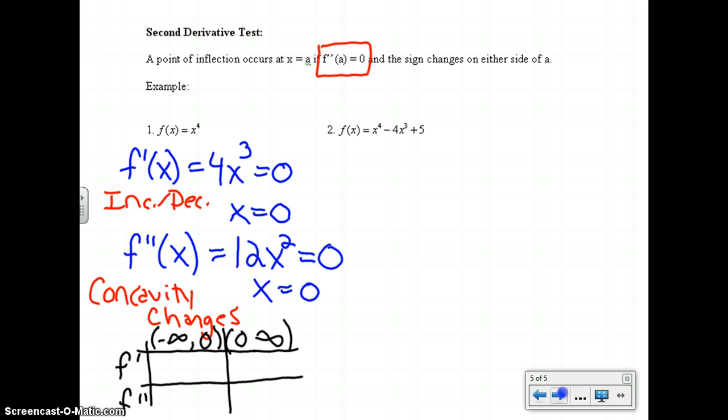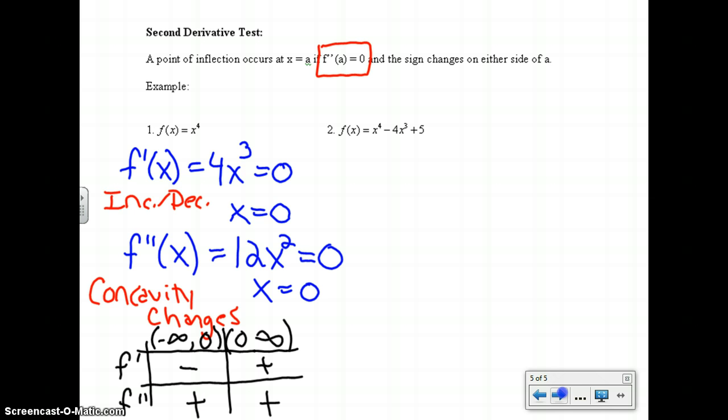I will go ahead and pick a test value. My test value for negative infinity to 0 could be negative 1. If I substitute negative 1 into my first derivative, negative 1 cubed still gives me a negative answer. Then negative 1 times 4 still gives me a negative value, so I have negative for my first derivative. If I choose positive 1 for my first derivative test, that will give me a positive value. For my second derivative, if I substitute a negative value into 12x squared, I come out with a positive result. And a positive value substituted into 12x squared will also give me a positive result.